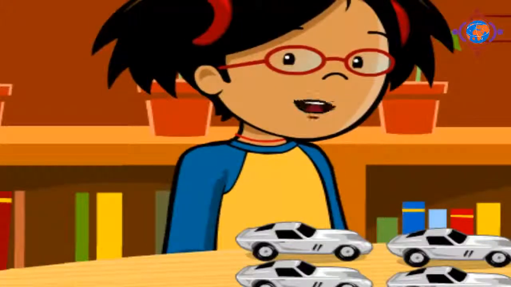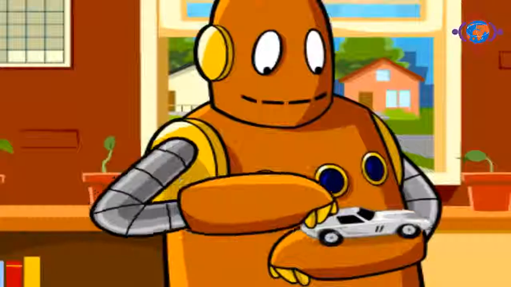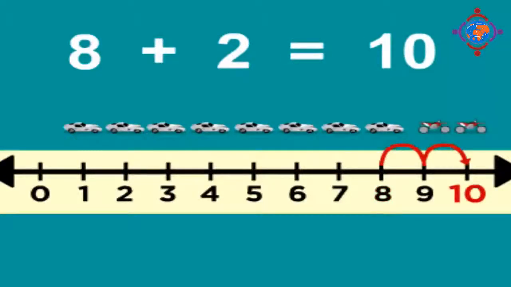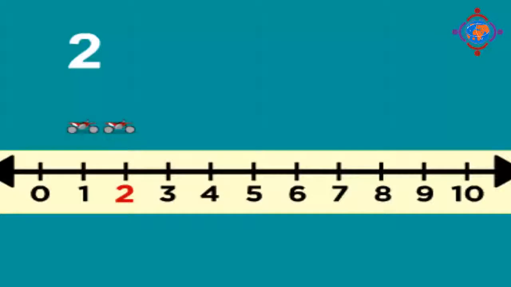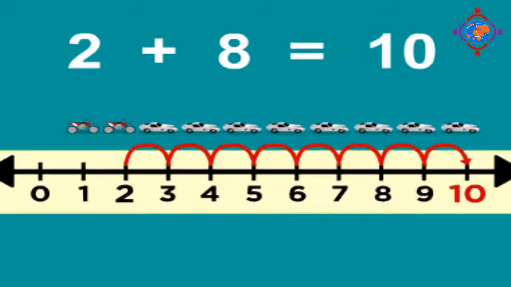You can add the groups together in a different order and still get the same total. Well, you can add the motorcycles to the cars, or add the cars to the motorcycles. Either way, the sum is still 10.